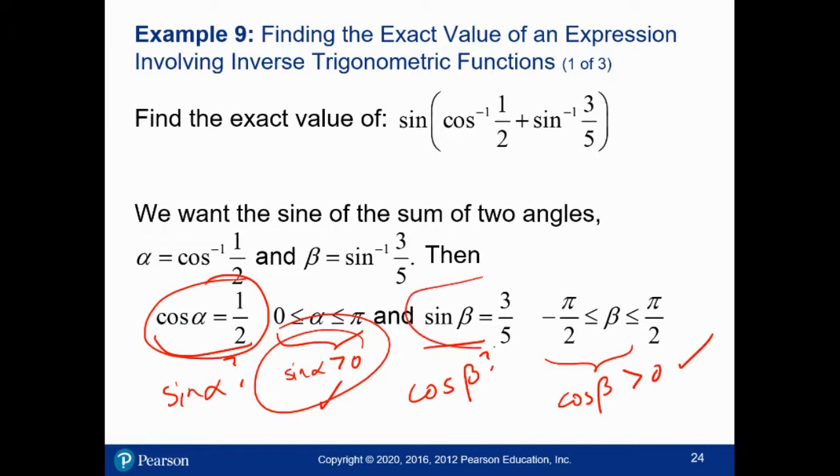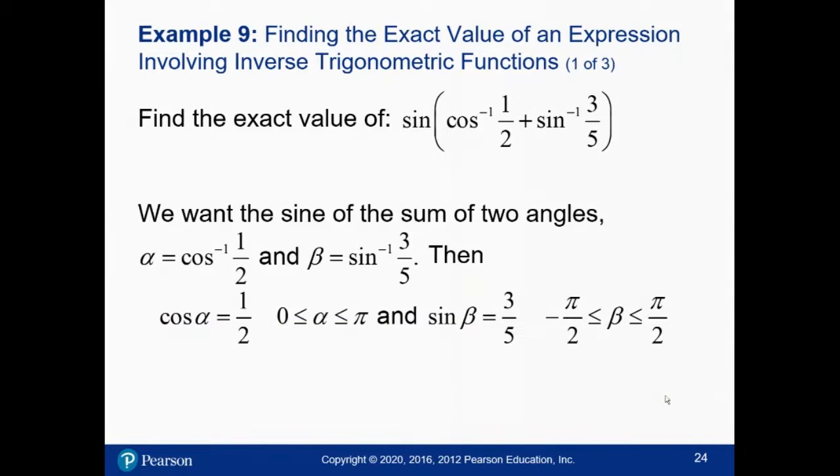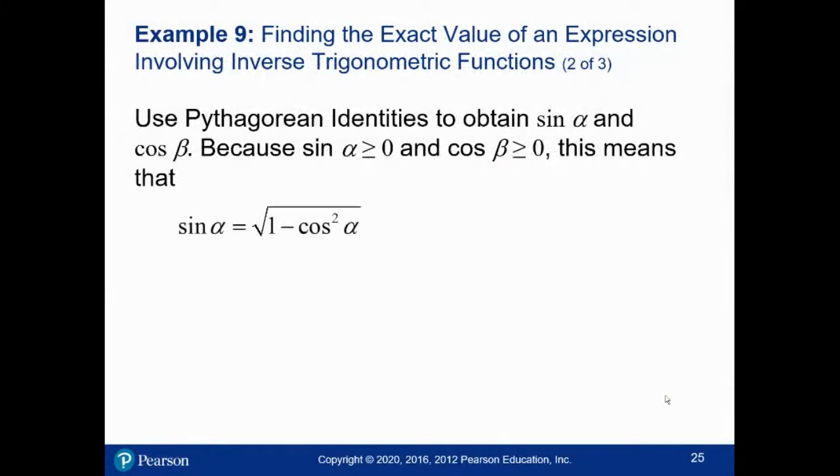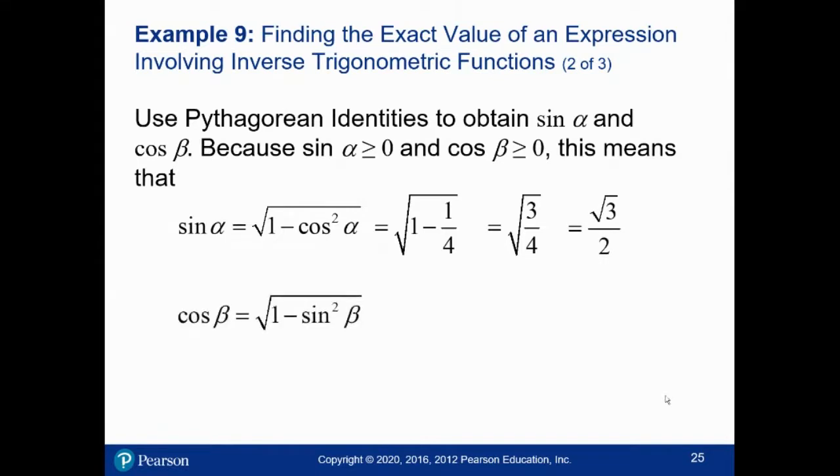If the sine of beta is 3/5, then the cosine of beta will be plus or minus something, but since we're in quadrant 1 or 4, it's got to be positive. So that's what we're going to do on the next slide. We're going to use Pythagorean identities to say the sine of alpha had better be plus or minus the square root of 3/4, but again, because we are in quadrant 1 or 2, it's definitely positive, root 3 over 2. Similarly, cosine of beta is going to be plus or minus 4/5, but since we are in quadrant 1 or 4, the cosine is positive. So cosine of beta is 4/5.